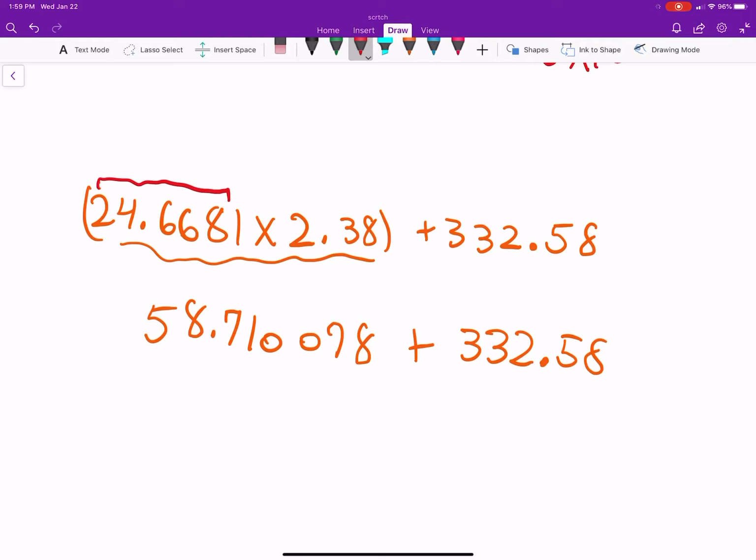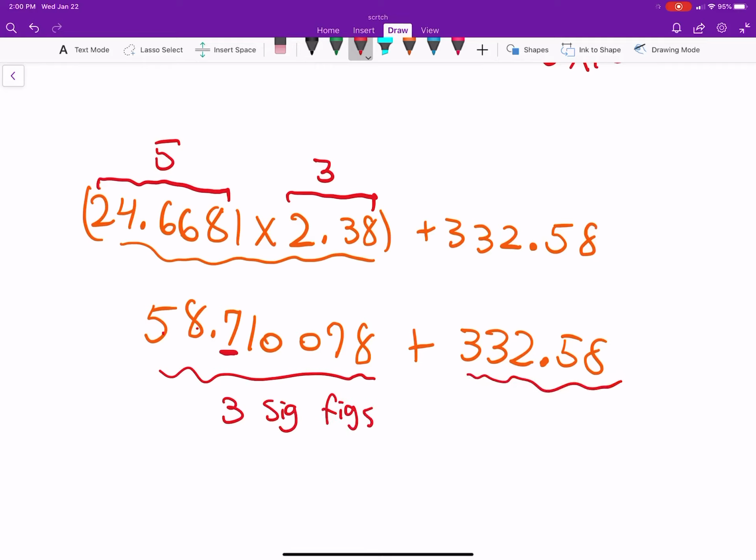This has 1, 2, 3, 4, 5. And this just has 3. So that has the least amount of sig figs. So for the multiplication part, 1, 2, 3 sig figs. So this solution has 3 sig figs. And actually, we're not interested. It does have 3 sig figs, but the question is the numbers after the decimal, because now we're adding, so we have to use our addition rule.